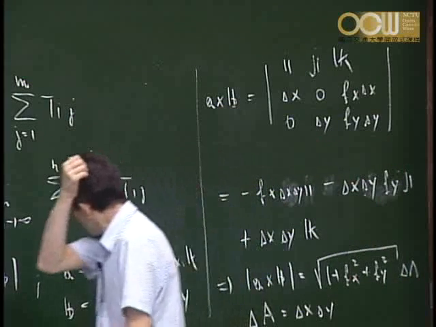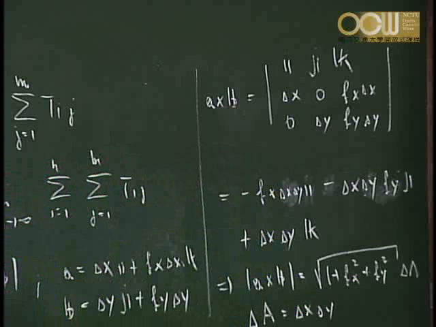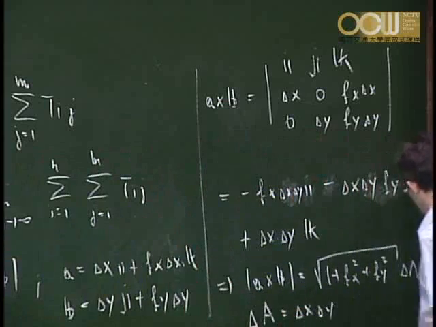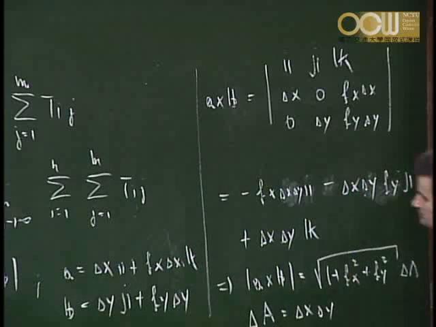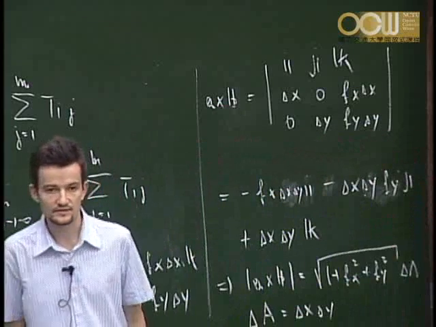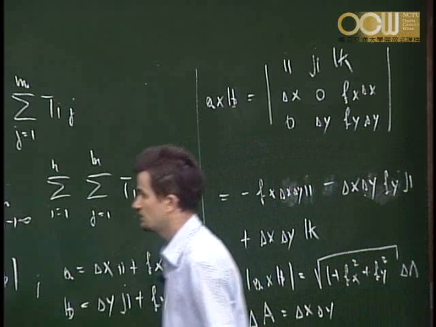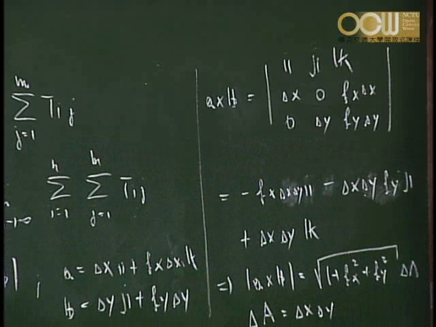Okay, and now you see why this becomes a double integral, because we plug this in here for this expression, and then you have here a double Riemann sum. In the limit, it becomes a double integral. So this gives you the formula for computing the surface area of the graph of a function of two variables.